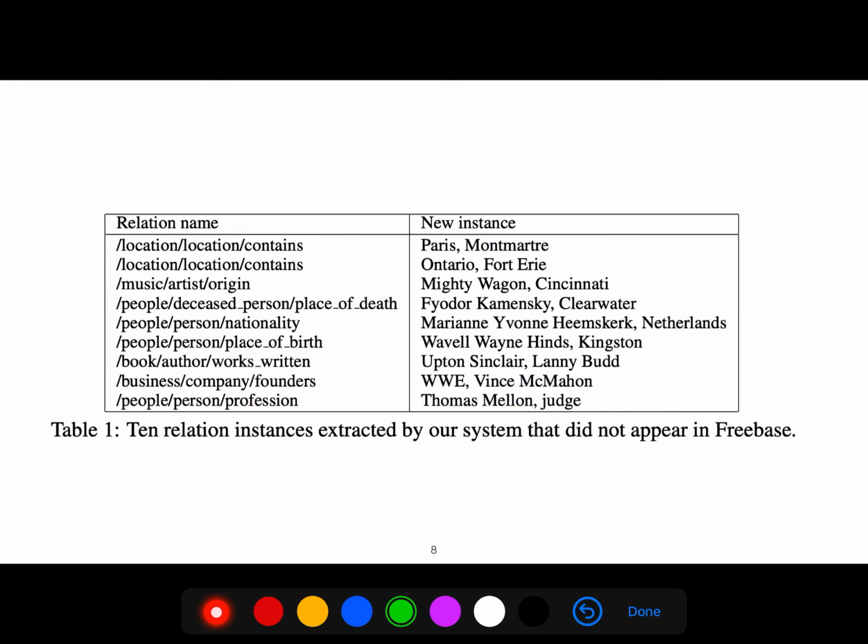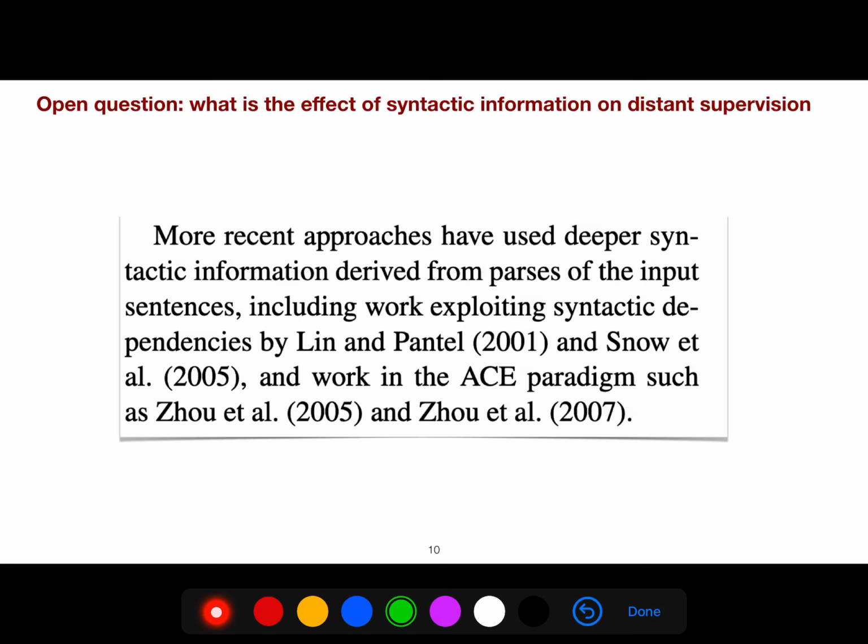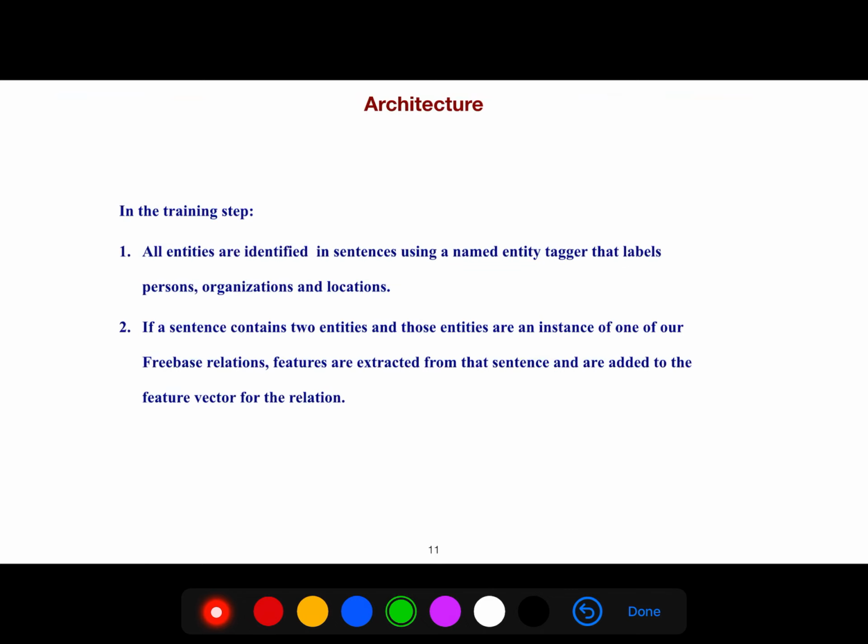These are relation names in Freebase, the knowledge base, and these are the largest Freebase relations in terms of frequencies. The open question is, what is the effect of syntactic information on distance supervision? For example, how can we add some syntactic features to improve accuracy? But we don't talk about it today.